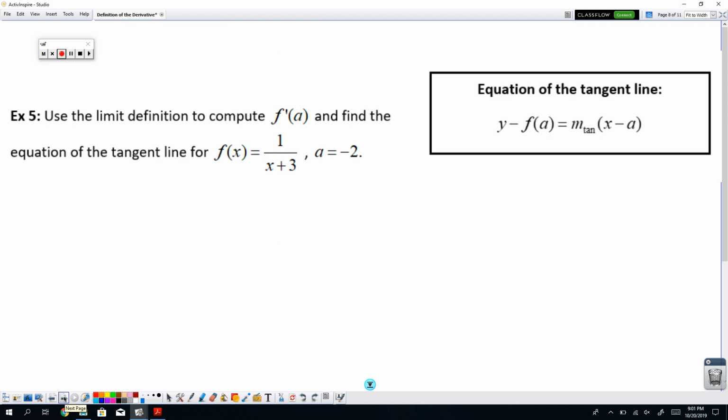Okay, now this one says use the limit definition to compute f prime of a, find the equation of the tangent line. So when I see a, my usual instinct is to go through and use this definition. The limit as x approaches a of f of x minus f of a all over x minus a.